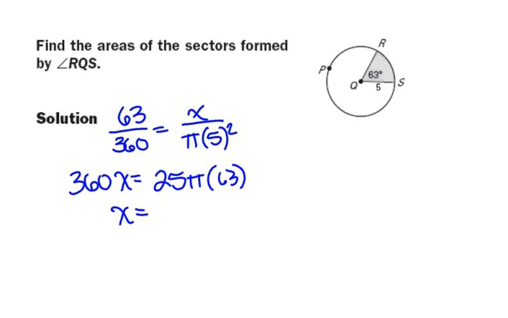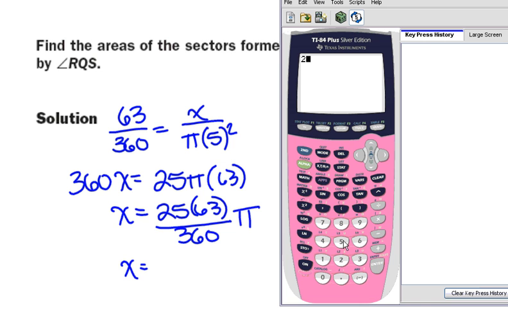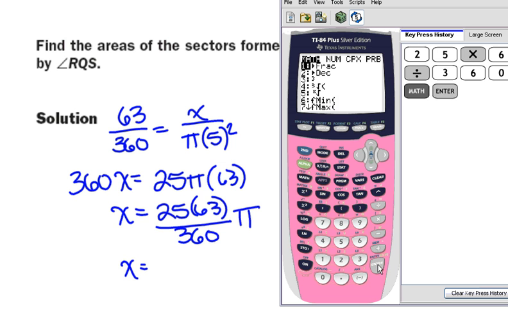So we're going to take x, and it's going to equal 25 times 63 divided by 360, and then we are going to tack pi on the end. So we're going to go ahead and type all that into our calculator. We take 25 times 63 and we divide by 360, and we get that, and we hit math, enter, enter, because we want the most exact form, and we find out that it's 35 over 8.